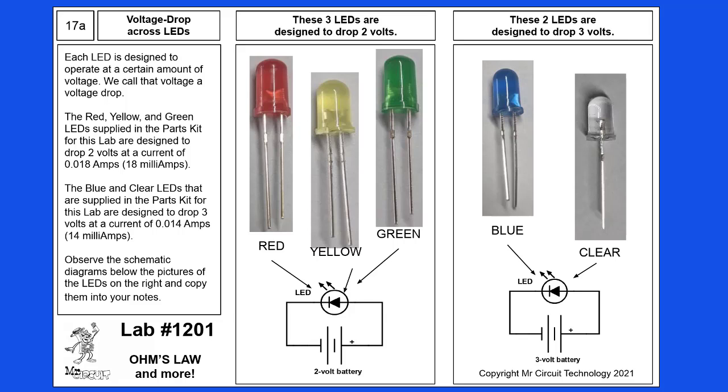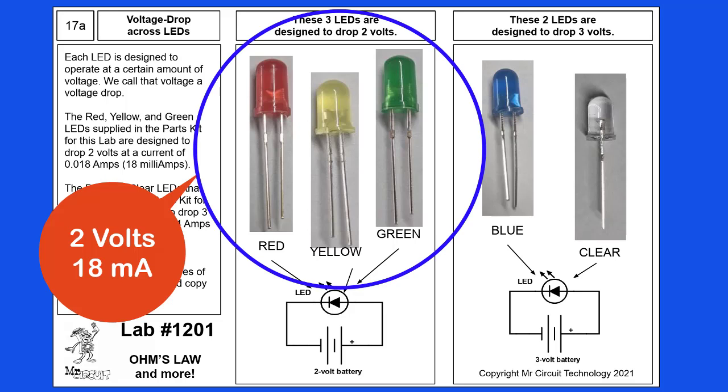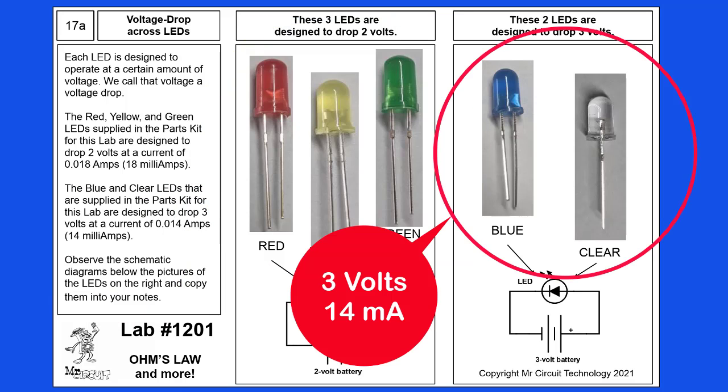There are 5 colors of round LEDs in this lab. They are red, yellow, green, blue, and clear. The electronics inside the first 3 colors of LEDs are designed to run on approximately 2 volts at about 18 milliamps. The last 2 LEDs run on approximately 3 volts at about 14 milliamps.